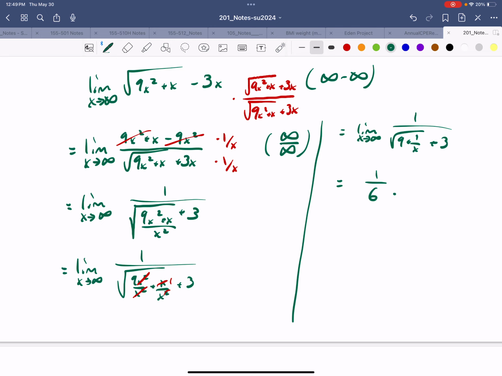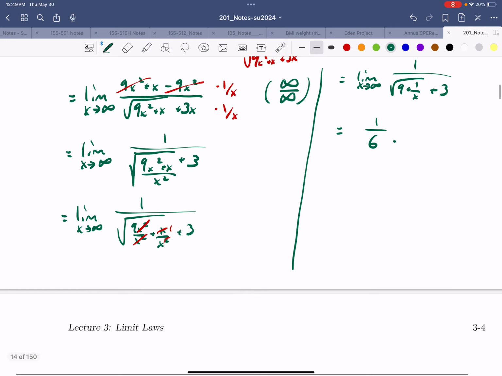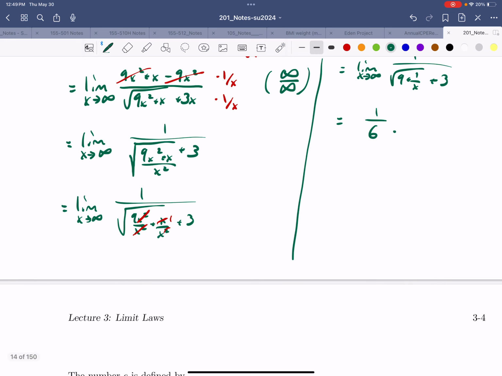Okay? So a little bit of an extra step, right? Multiply by the conjugate first, then divide by the leading term, and then plug in.